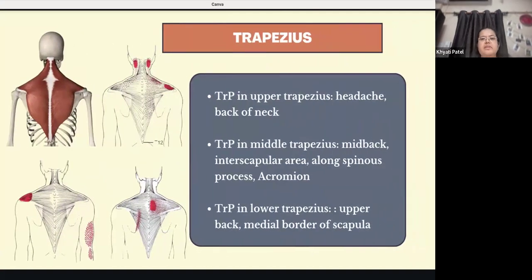Coming to trapezius. Trapezius was already covered in the last session on neck pain. Depending upon which zone of trapezius is involved, patient will have symptoms. In the upper trapezius, patient will have headache and back of neck pain. TRPs of the middle part of trapezius will produce interscapular area, spinous process, and mid back pain, whereas lower trapezius will produce pain in the medial border of scapula and the upper back.